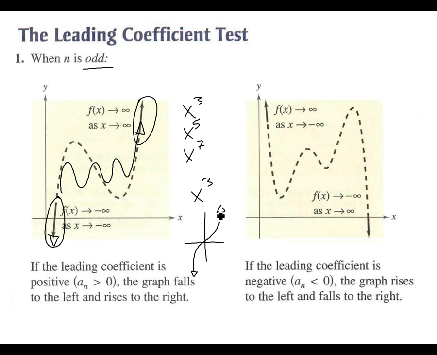And think about this one, x cubed. We start low and go high. That's what we're saying here. If our coefficient is bigger than 0, meaning positive, so if we have a positive here, we're going to start low, finish high. If we have a negative x cubed or x to the fifth or anything like that, start high, finish low.